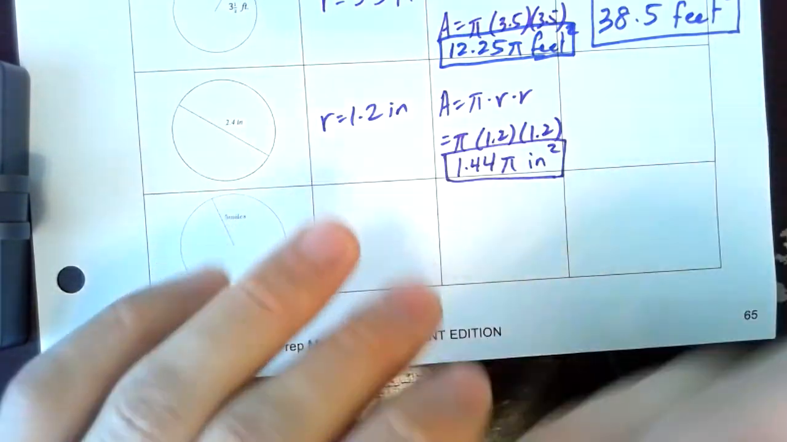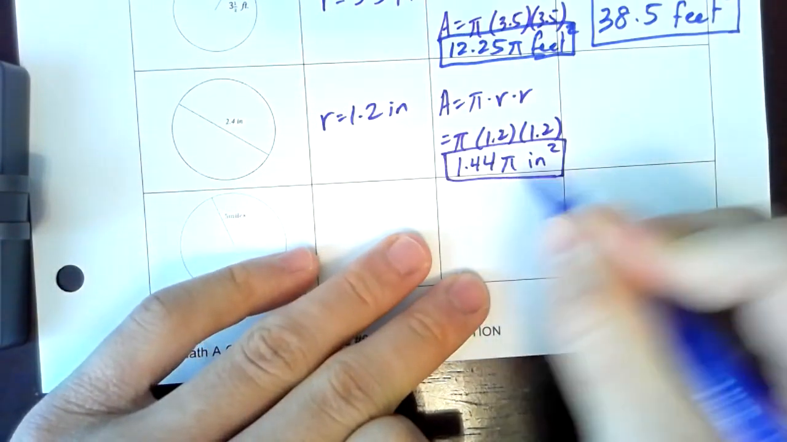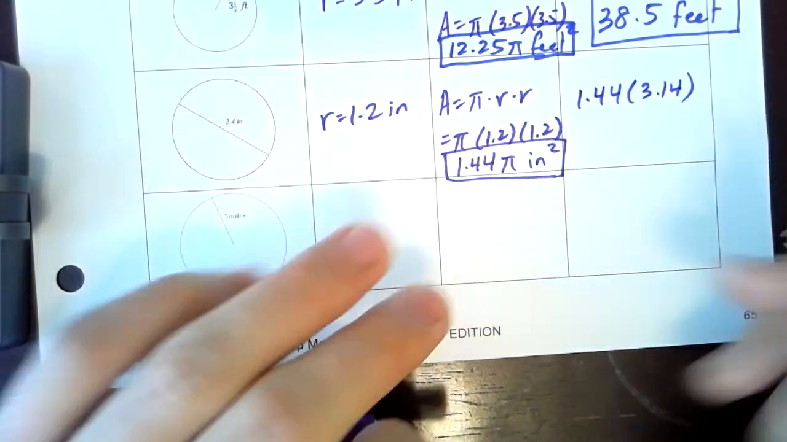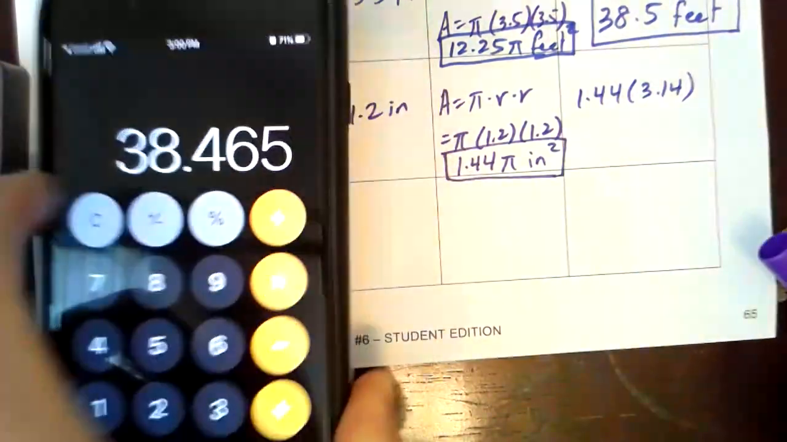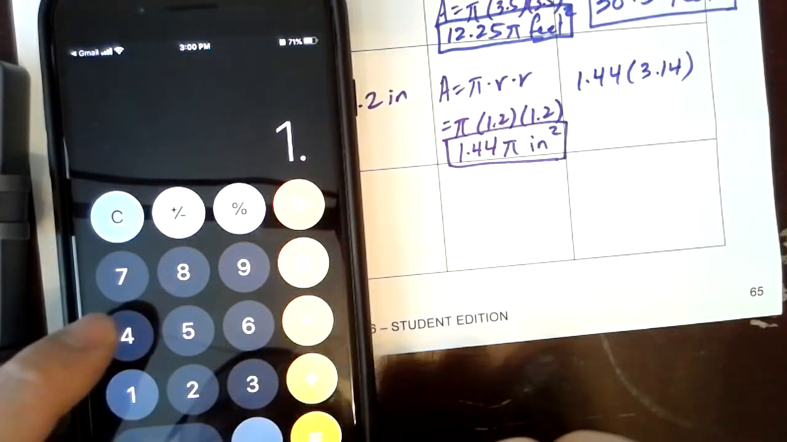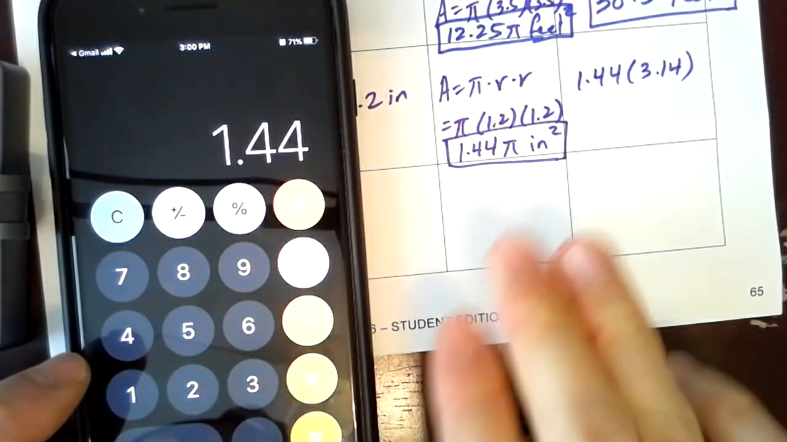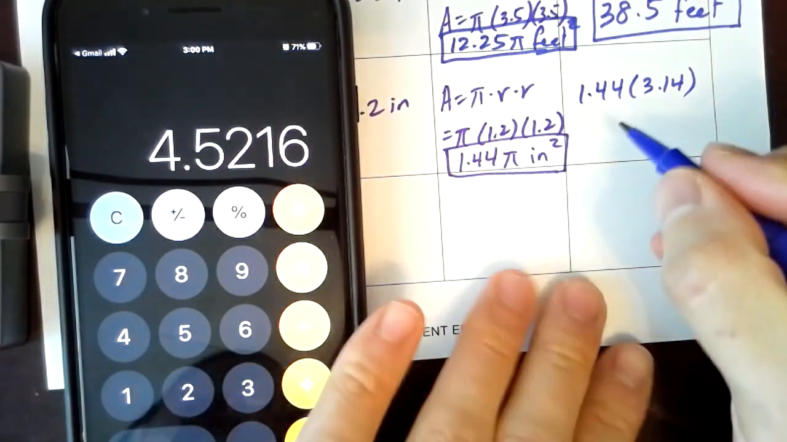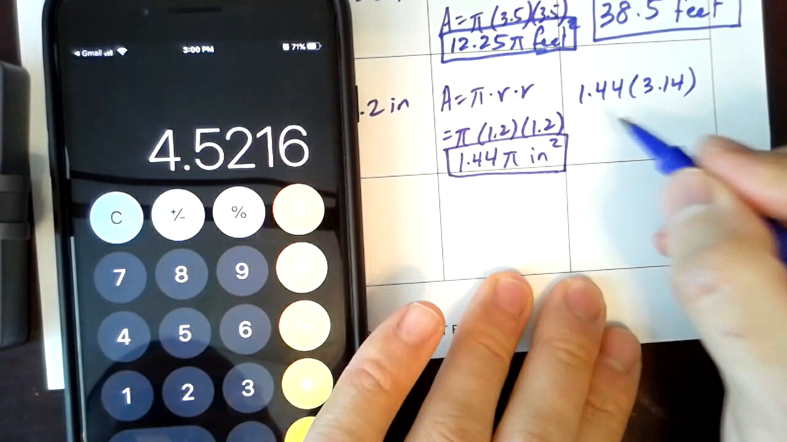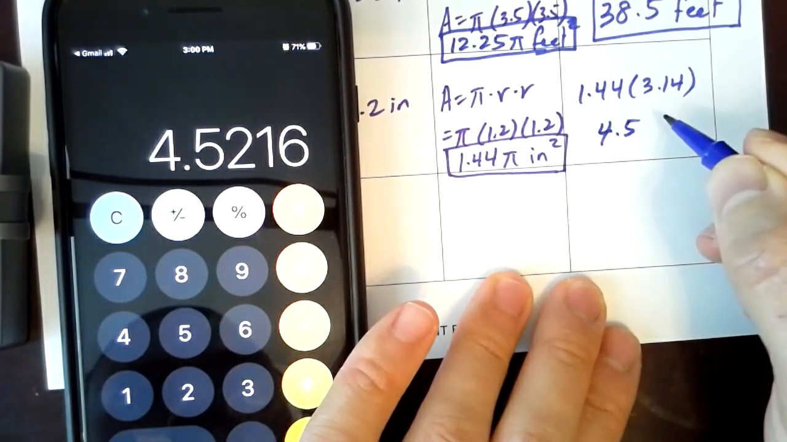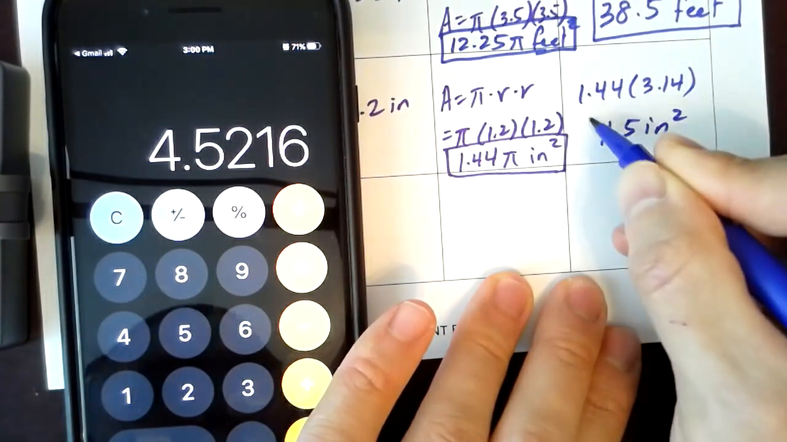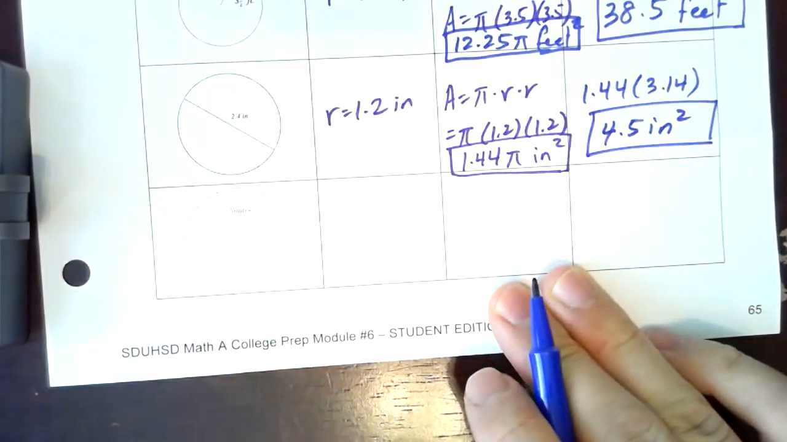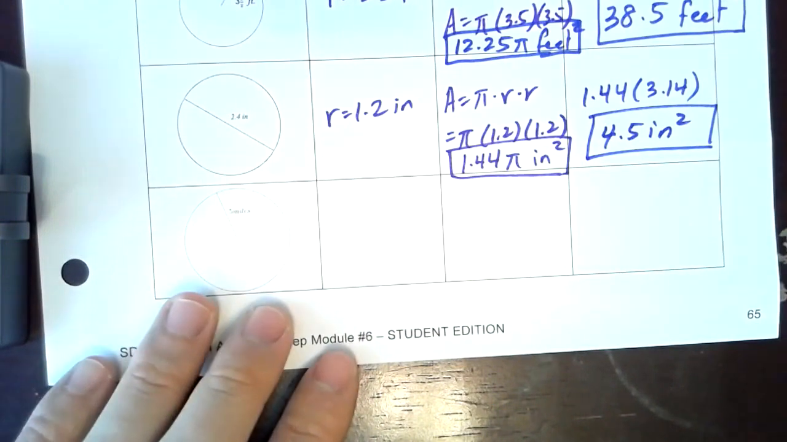So then the second portion is all we have to do is plug in pi. So we get 1.44 times 3.14, and that's where you use the calculator. And to round to the nearest tenth, I'm getting 4.5 inches squared. Okay, let's try one more.